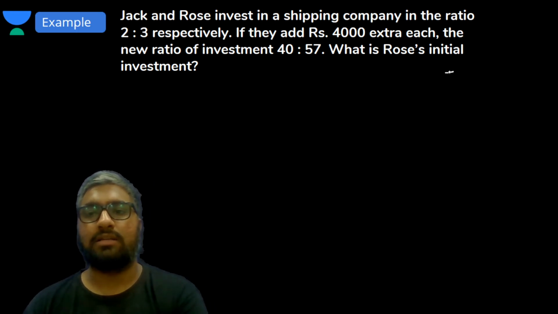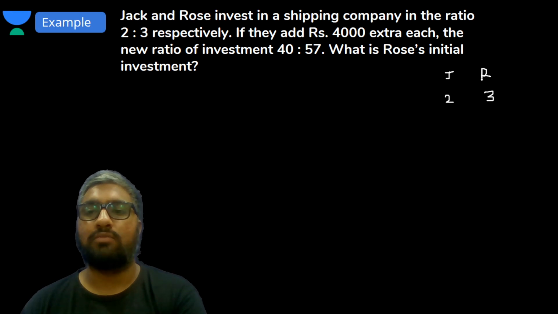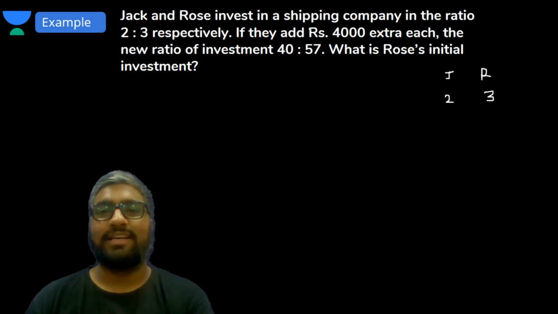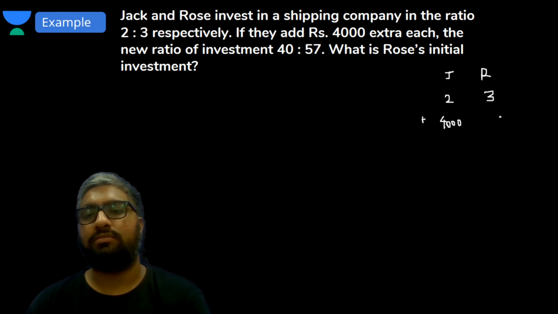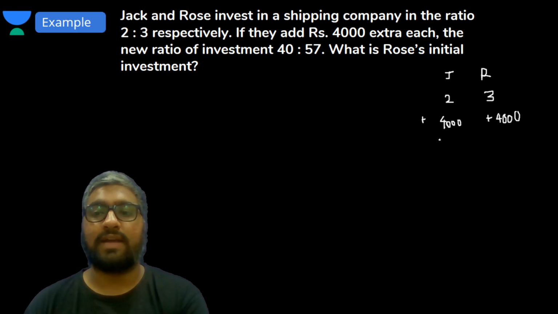So Jack and Rose, their initial investments are 2:3. Obviously, Rose was able to invest more because of the diamond that she had. Anyway, if they add 4,000 extra, not to their ratios directly, but to their investment, so rupees 4,000 is added extra, the final ratio becomes 40 is to 57.